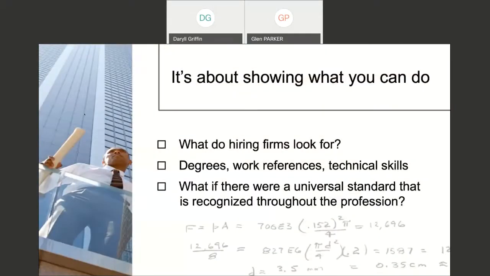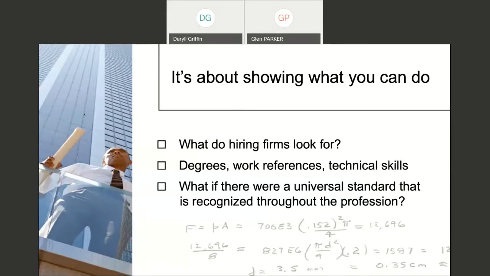So what do hiring firms look for? Well, they look for people who are competent. I think we would agree with that. They typically look for degrees and work references and technical skills. But one of the problems with that, and if you're a hiring manager, you may have noticed that just because two different people have the same degree, let's say a bachelor in electrical engineering, that doesn't mean that those two people are equally competent. And one of the problems that we find is that schools are very different in how they educate and in what they expect of their students.